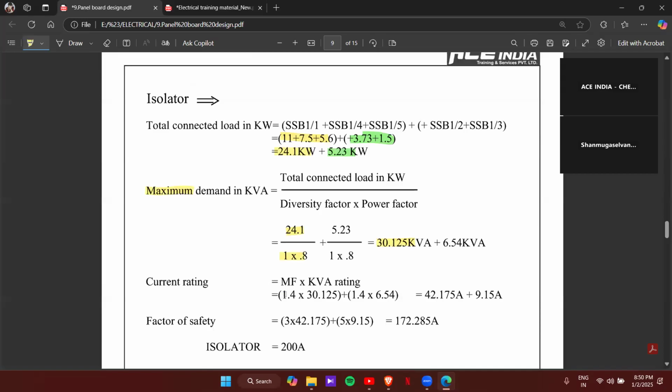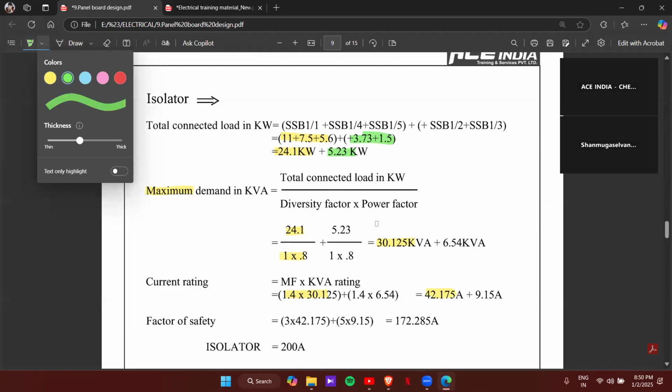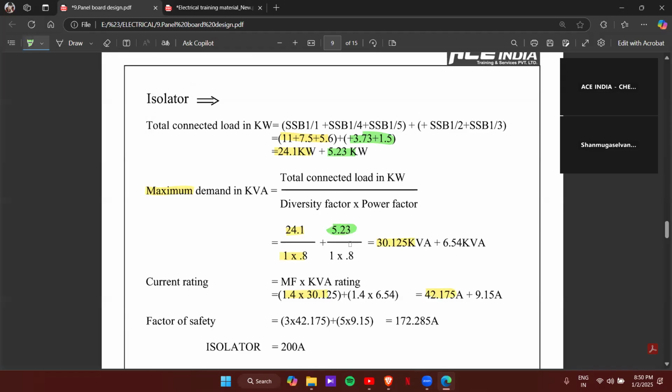That will be 1.4 into 30.125, that will be 42.175. Similarly, for the next one also, that is 5.23 divided by 1.1 into 0.8, will give 6.54, and 1.4 into 6.55 will give 9.15 ampere.